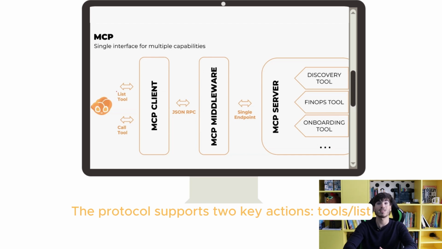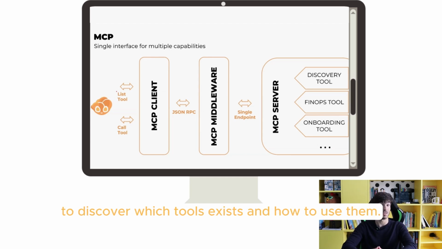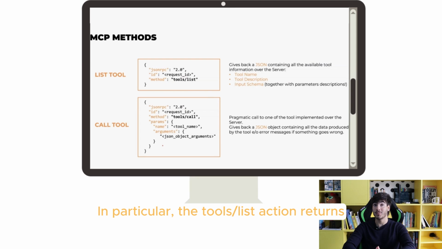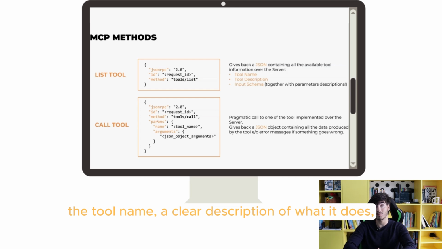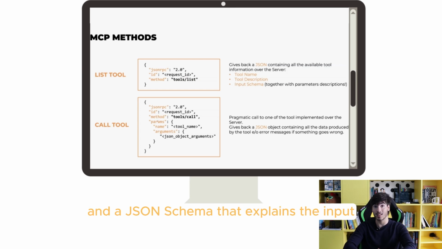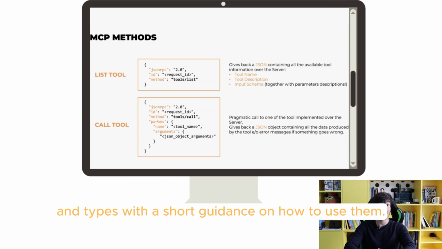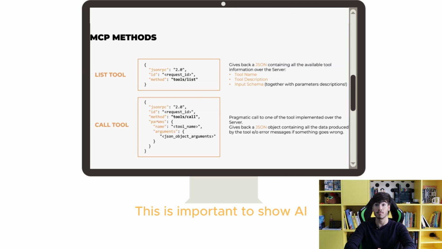The protocol supports two key actions: tool list, to discover which tools exist and how to use them, and tool call, to run a specific tool with the given input. In particular, the tool list action returns a list of the tools that the AI is allowed to see. For each tool, the server returns three things: the tool name, a clear description of what it does, and a JSON schema that explains the input it needs. The schema lists fields and types with short guidance on how to use them. This is important to show the AI how to call the tool correctly.